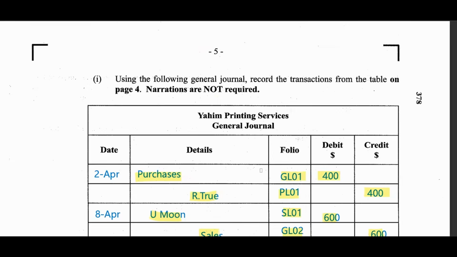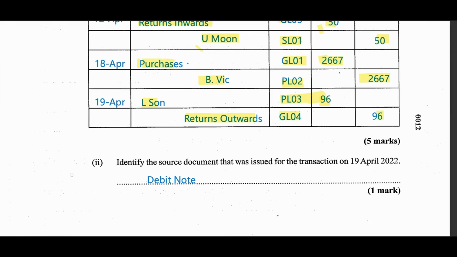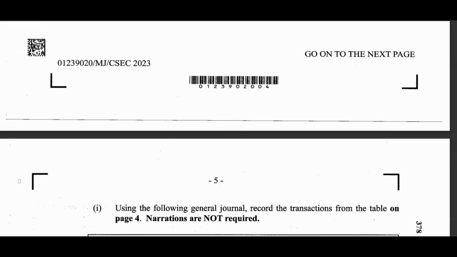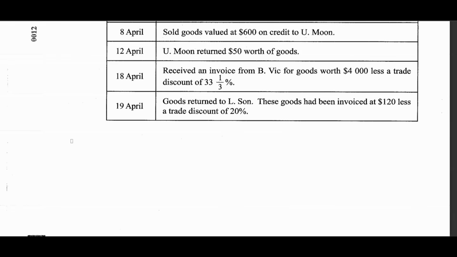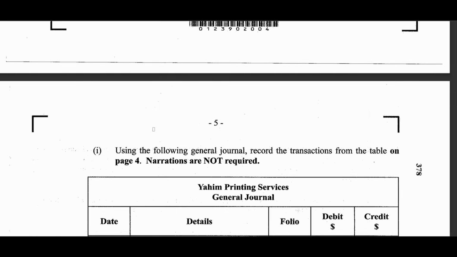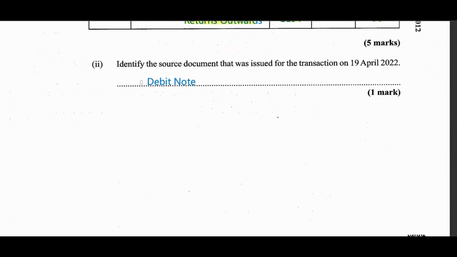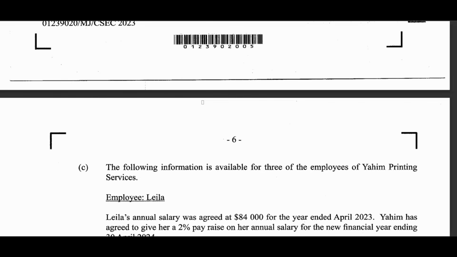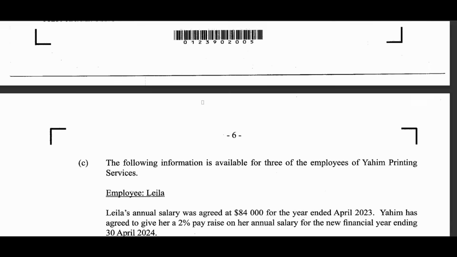Great, so let's move on to B2. Identify the source document that was issued for the transaction April 19, 2022. So April 19, 2022 is simply when we return goods to our supplier, and when we are returning goods to our supplier, the source document that we will use will be our debit note.